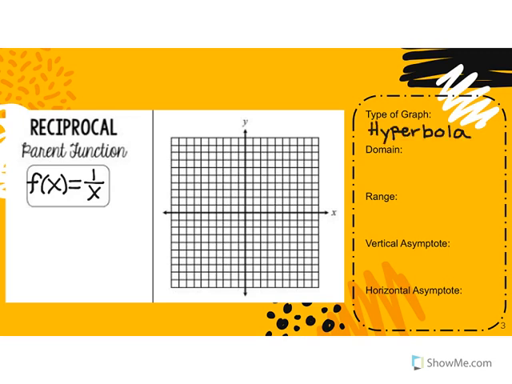Since it doesn't have any shifts, we actually get to start from 0, 0 at the origin, which means that we get to draw a vertical asymptote and a horizontal asymptote. What asymptotes are is basically an imaginary line that crosses your axes, and your graph will never be able to go across the asymptote.